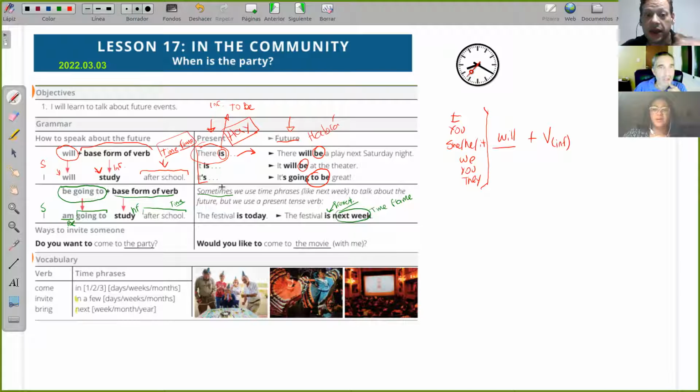So the party is in the future. How do you invite somebody to come to the party?